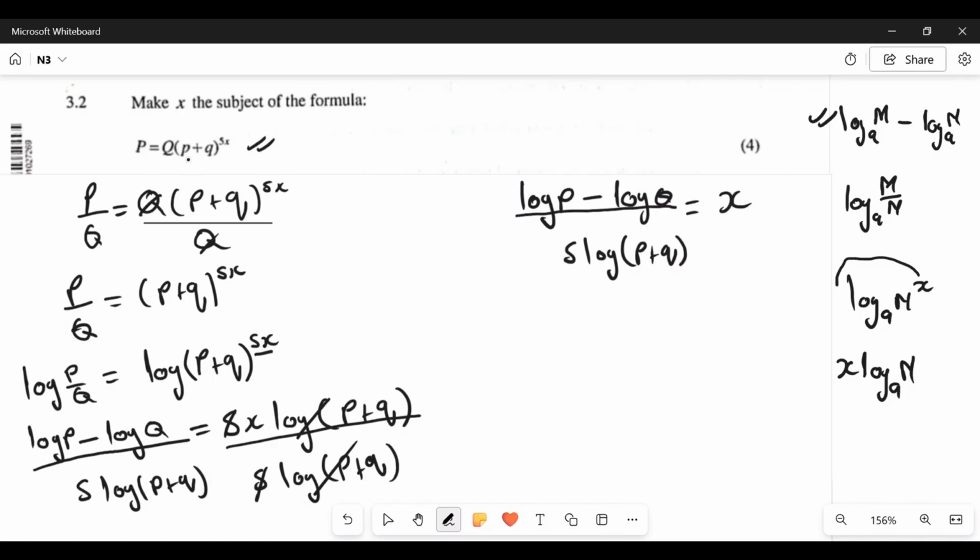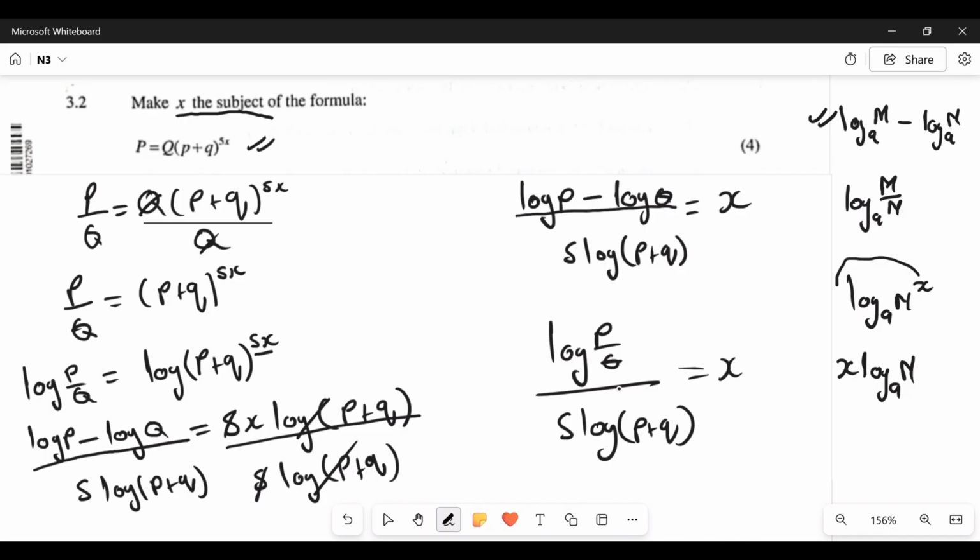Remember, they said we must make x the subject of the formula. Guys, you can leave it like this. This is the answer. Remember, the answer can differ from this, but that doesn't mean it's incorrect. Some of you could have answered this like this: log p over q, divided by 5 log p plus q. All this is equal to x. You can always leave it like this. Remember, the one on the numerator, we apply this law there.